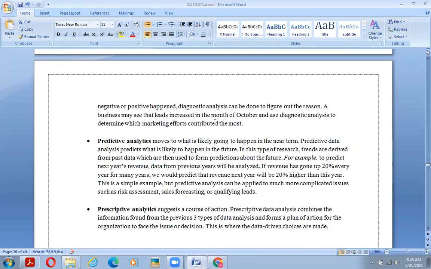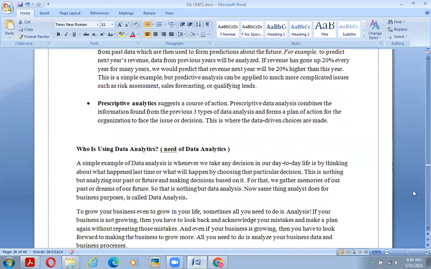The third type of analysis is predictive analysis. Predictive analytics moves to what is likely going to happen in the near term. Predictive data analysis predicts what is likely to happen in the future. In this type of research, trends are derived from past data, which are then used to form predictions about the future. For example, to predict next year's revenue, data from previous years will be analyzed. If revenue has gone up 20% every year for many years, you predict next year's revenue will be 20% higher than this year. This is a simple example. Predictive analysis can be applied to much more complicated issues, such as risk assessment, sales forecasting, and qualifying needs.